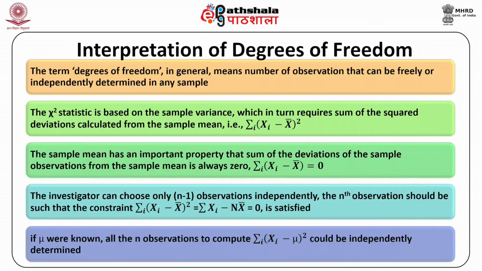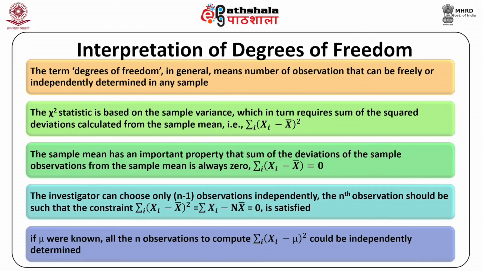Interpret the degrees of freedom. The term degrees of freedom in general means the number of observations that can be freely or independently determined in any sample. Here, the chi-square statistic is based on sample variance, which in turn requires the sum of the square deviations calculated from the sample mean. That is, I am sure you know, nothing but sigma i xi minus x bar square. So at first sight, we might think as if it is n.